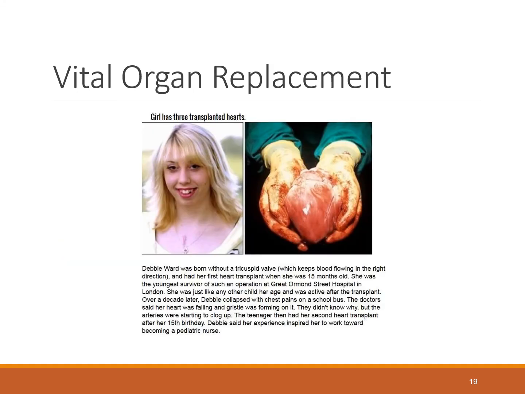As I mentioned before, about 100 organ transplants take place each day, and some examples of vital organs that we replace are the kidneys, the liver, the pancreas, the lungs, the small intestine, and then, as you see in this image here, the heart. Now, one thing that we have to worry about is rejection of these organs.